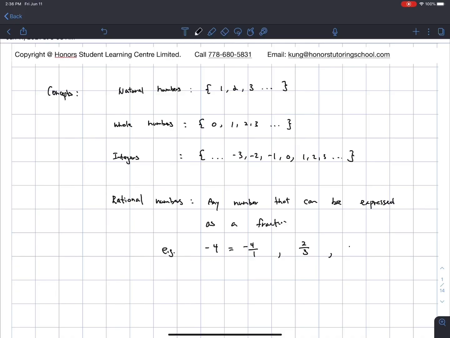We can also have a decimal that stops. So we call this a terminating decimal because it stops. So for example, 0.12 is the same as 12 over 100, right? You just match the amount of decimal places with the amount of 0s, and the denominator will always have a 1.